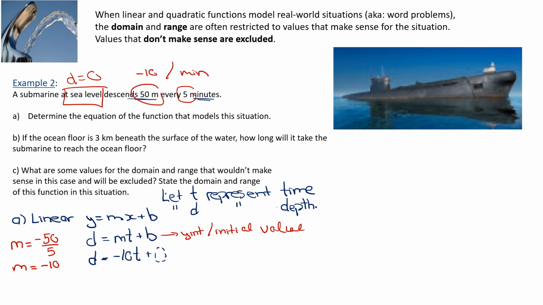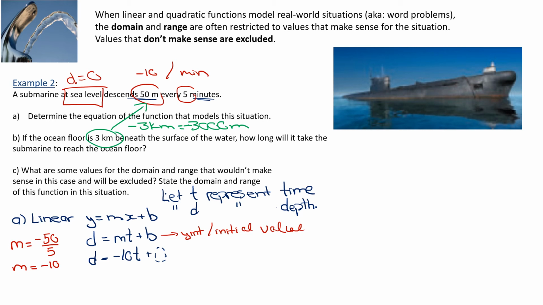Part B says, if the ocean floor is 3 kilometers beneath the surface of the water, how long will it take the submarine to reach the ocean floor? We have a new number. Anytime we have a new number, it means we're going to be subbing it in somewhere. Problem is, this is kilometers, and we made our equation in meters. So 3 kilometers is how many meters? 1 kilometer, remember, is equal to 1,000 meters. So 3 kilometers is 3,000 meters. And it's descending. It's gone down 3 kilometers, so it's actually a negative. Well, let's sub that into the equation.